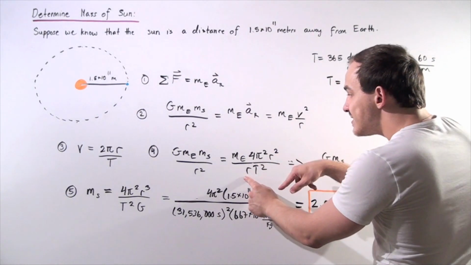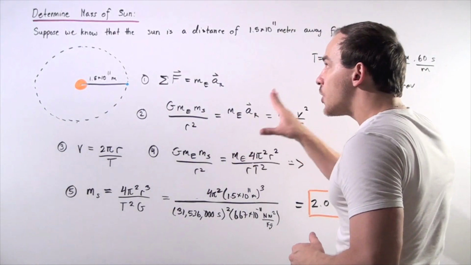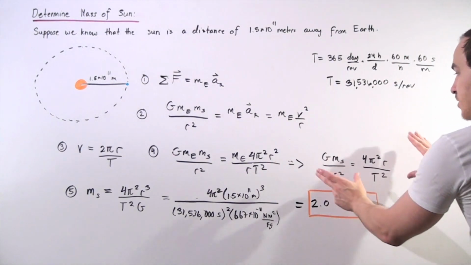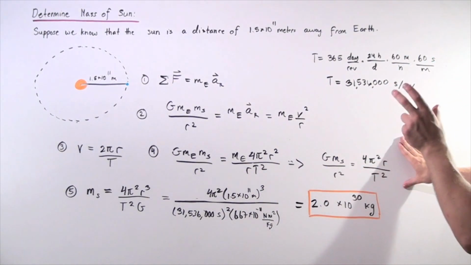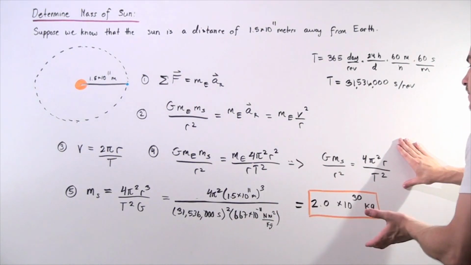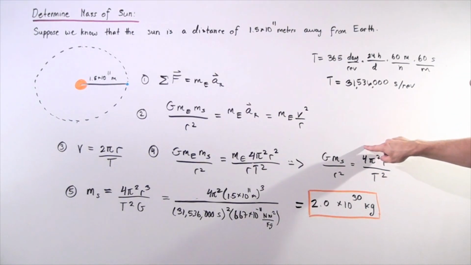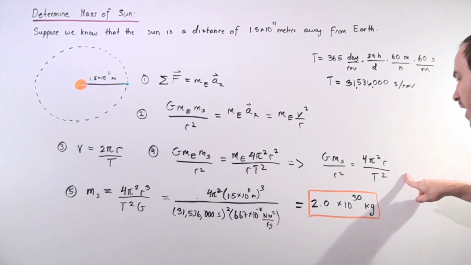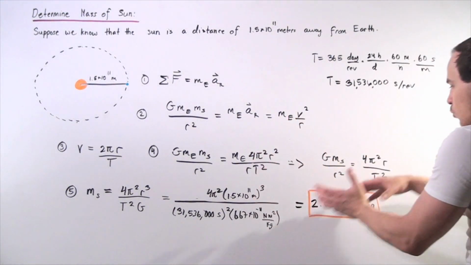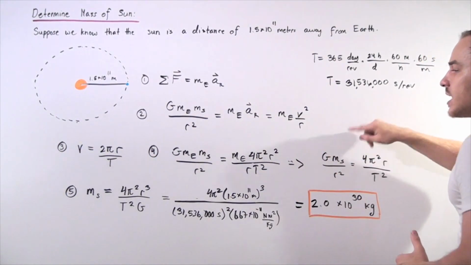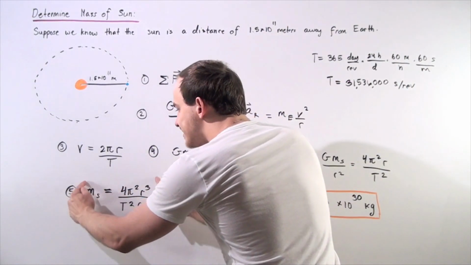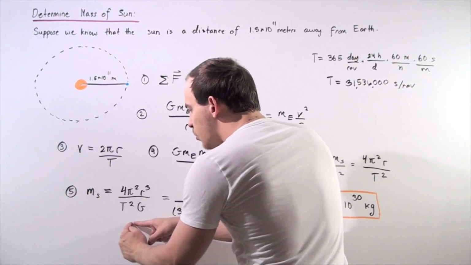So one of the r's cancels, and notice the masses of the Earth appear on both sides. So these also cancel, and we're left with the following equation. The gravitational constant G multiplied by the mass of the sun, which is what we're looking for, divided by r squared equals 4 pi squared r divided by t squared. So now we rearrange the equation, we bring everything to the right side, and we leave the mass of the sun on the left side because that's what we're looking for. And that's exactly what we get in step 5. So this is the formula we want to use.